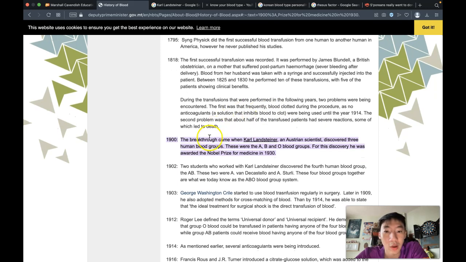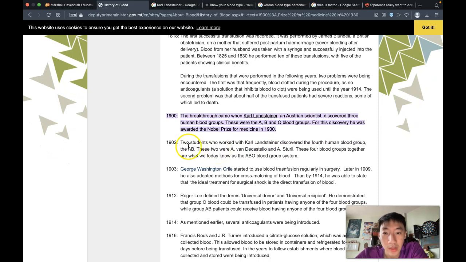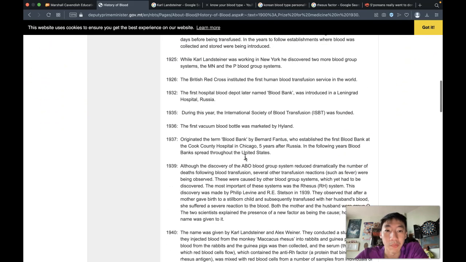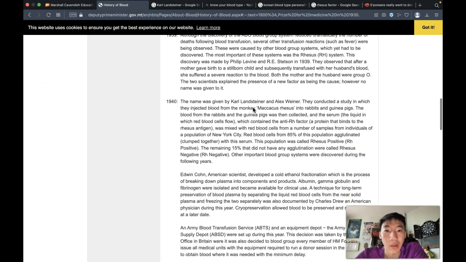Okay, so finally along came this person called Karl Landsteiner, an Austrian scientist, and he discovered the first three human blood groups, which are A, B, and O. And for this discovery, he was awarded the Nobel Prize for Medicine. Then his two students discovered the AB blood type. So together, these are now called the ABO blood group system, right? A, B, AB, and O. Okay. So yeah, eventually, things like the blood bank were set up and all this.